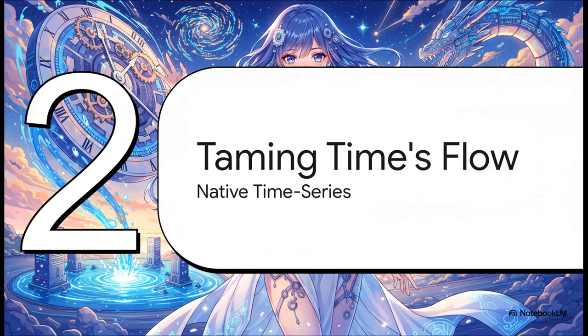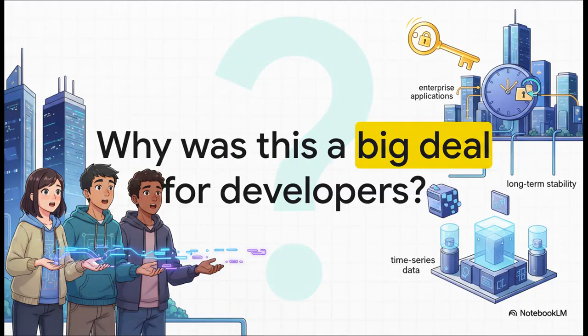And to handle this constant, relentless flow of data, MongoDB 5.0 gave us a brand new tool, the native time series collection. And this wasn't some kind of workaround or a feature they just bolted on. No, this was a purpose-built solution designed from the ground up specifically for storing and querying timestamped data. But that kind of begs the question, right? Why was this such a huge deal? I mean, developers have been stuffing time-based data into MongoDB for years. What made this official new collection type so revolutionary?